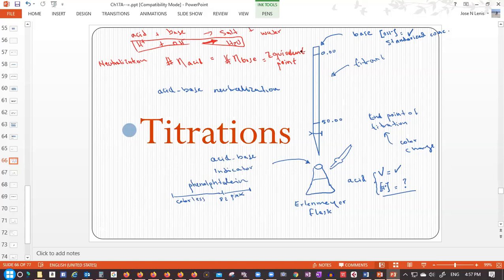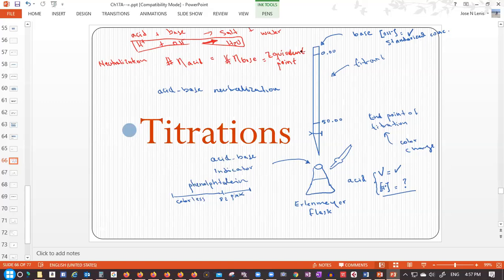What happens if you keep adding acid after the equivalent point? Well, now the solution will become acidic. What about if we keep adding base after the equivalent point? Then your final solution will become basic.